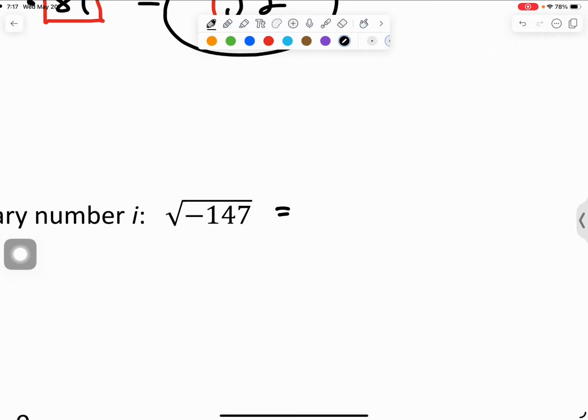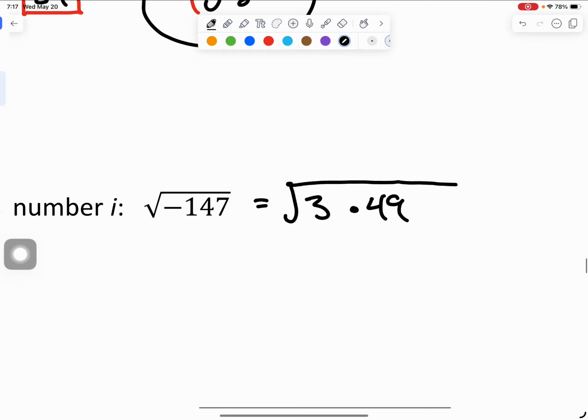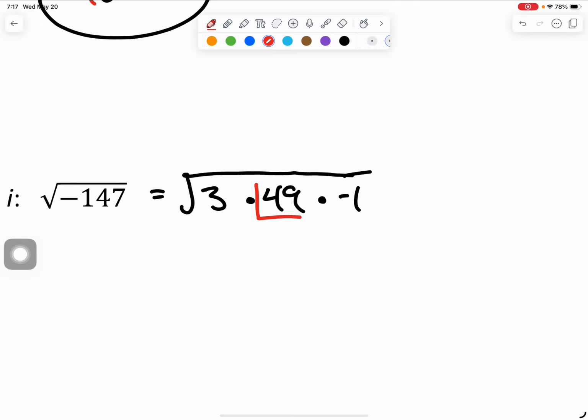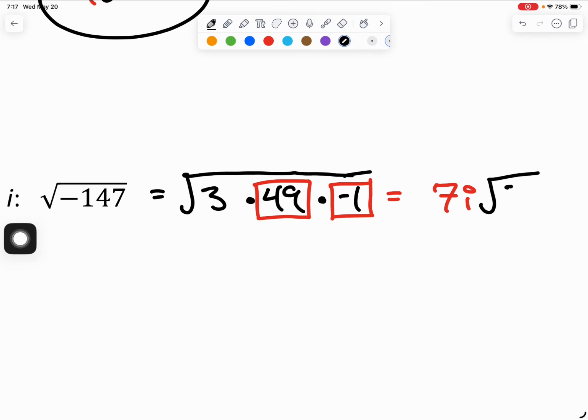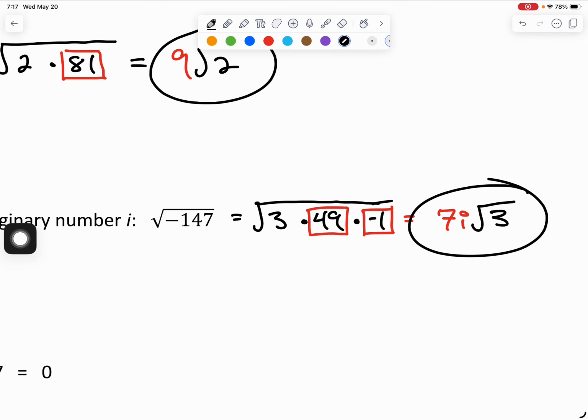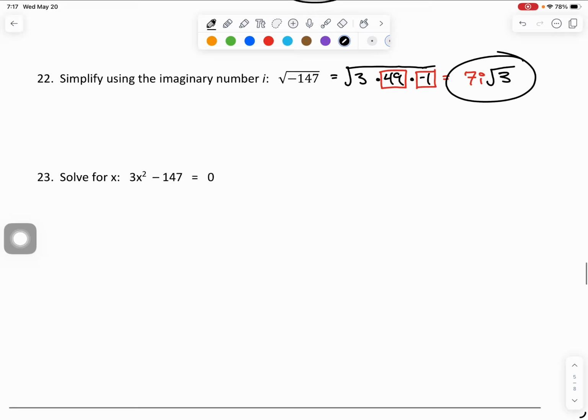So that means, oh my goodness, this is equal to 3 times 49, which is equal to 147. But don't forget that -1. Let's take the square root of 49, which equals 7. Let's take the square root of -1, which is our imaginary number i. And what is still left inside the 3? Go ahead and circle your answer.